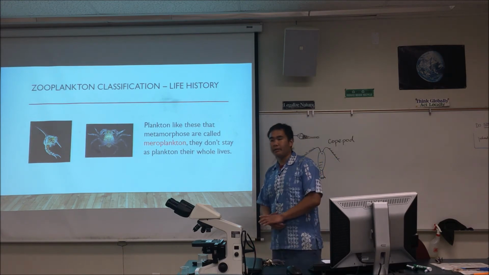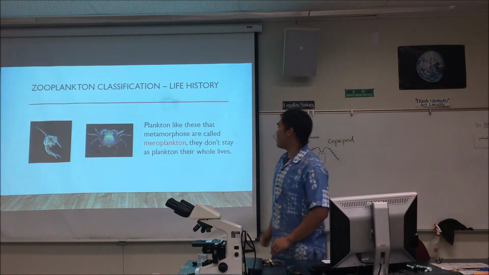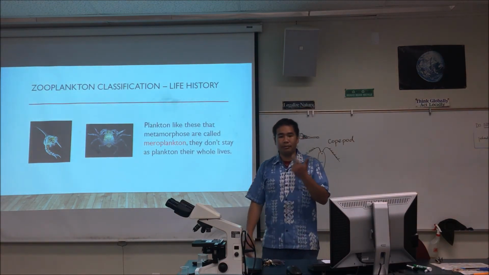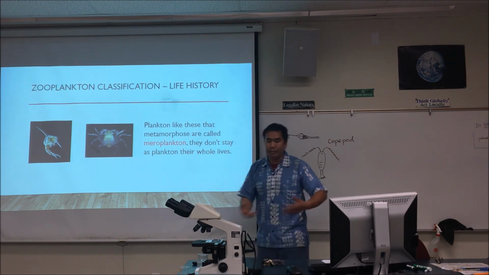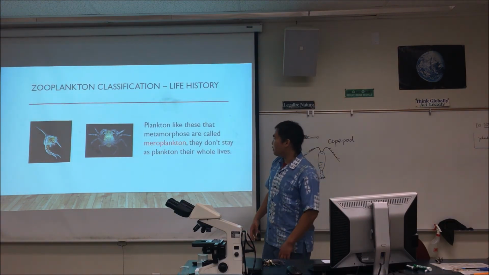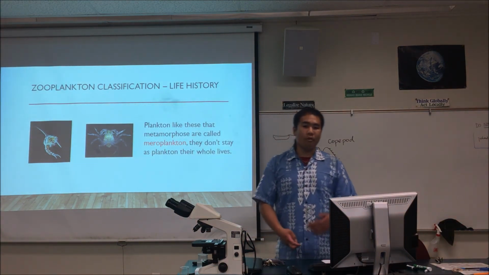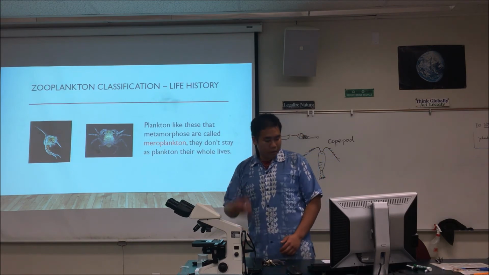Okay, meroplankton. Keep in mind, we are now on the third classification scheme, via life history. The first one was by size, the second one was by producer or consumer, and the third one is by life history: how did they spend their lives? So in this case, we're talking about the plankton that stop being plankton at one point in their lives and do something else, and those are called meroplankton.